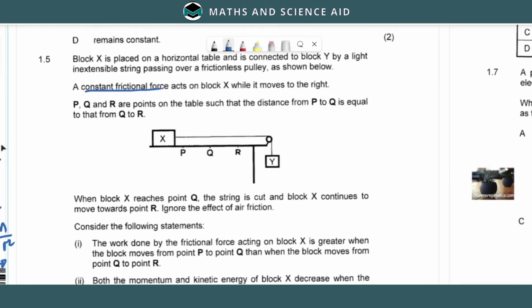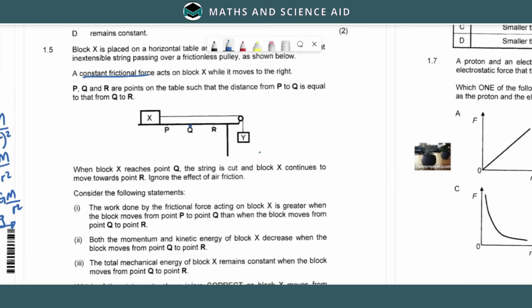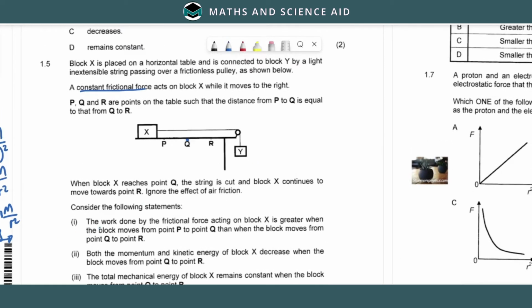And now they go on to say that when block X reaches point Q, this point here, the string is cut and block X continues to move towards point R. Ignore the effects of air friction. And now they say consider the following statements. The first statement says the work done by the frictional force acting on block X is greater when the block moves from point P to Q than when the block moves from point Q to R.